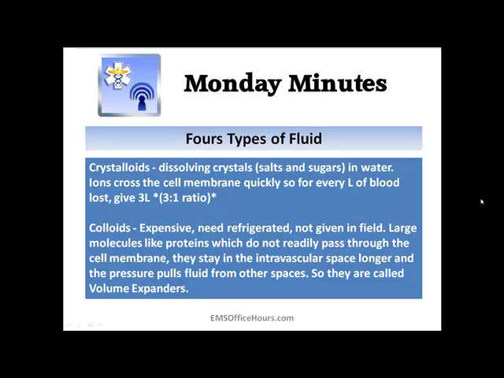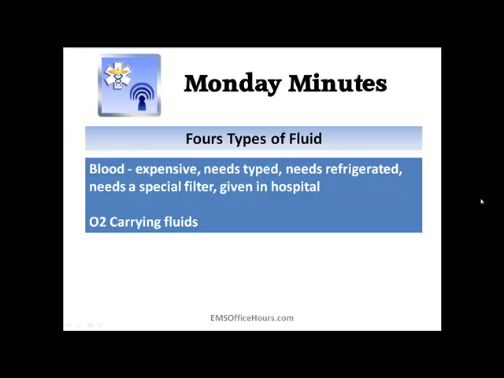And then we have the colloids, and those are pretty expensive. You have to keep them refrigerated. You don't really give these in the field. Maybe air medical teams might give that in the field, okay? Or if you're assigned some sort of a treatment area, a non-transport type location that might be available to you. But we don't really use colloids. These are the ones that really stay in that intravascular space a lot longer, and not as much is needed when it comes to that 3-to-1 ratio, because they're volume expanders. The other two, of course, is blood.